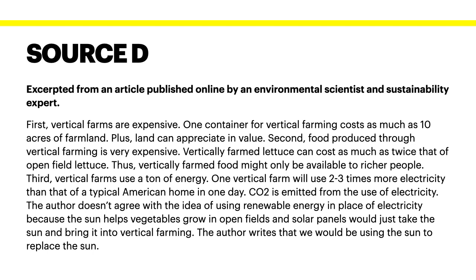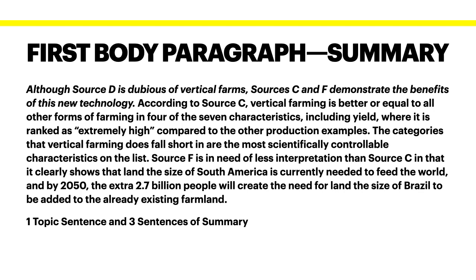I think it's a lot easier to use sources that agree with you than it is to take a source that disagrees with you and poke holes in it. So my first body paragraph summary, again, here's that subordinate conjunction: although source D is dubious of vertical farms, sources C and F demonstrate the benefits of this new technology. So obviously I'm going to compare sources C and F.